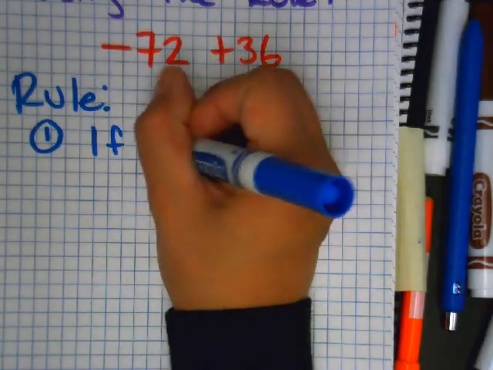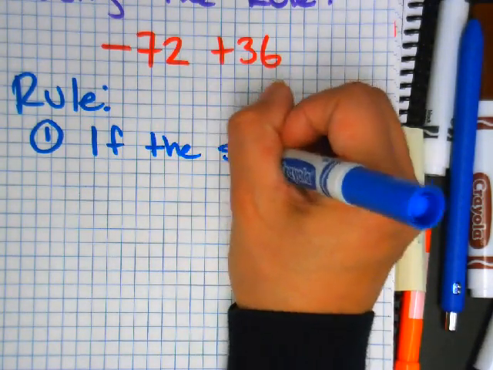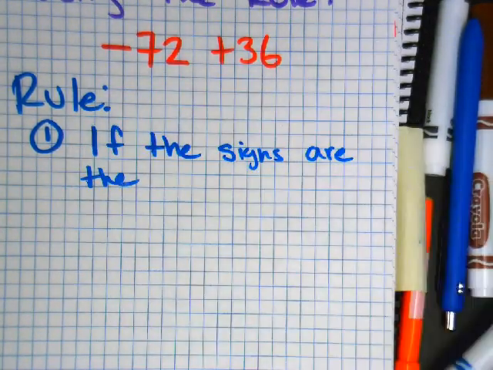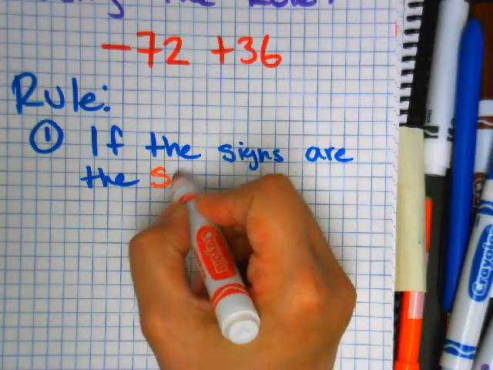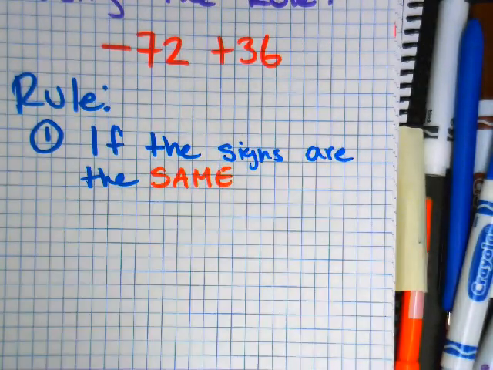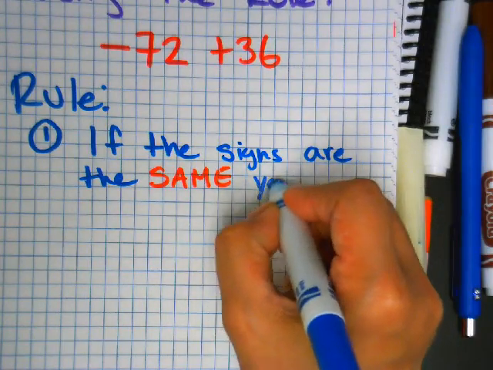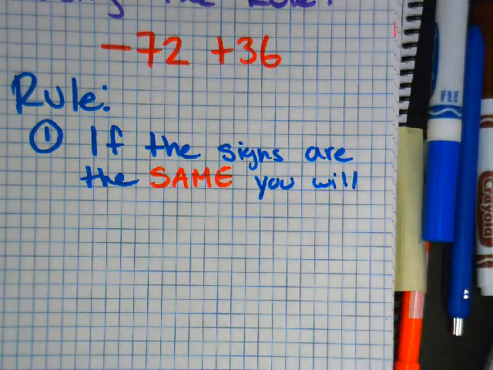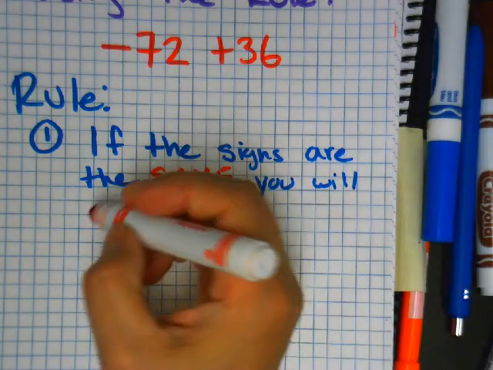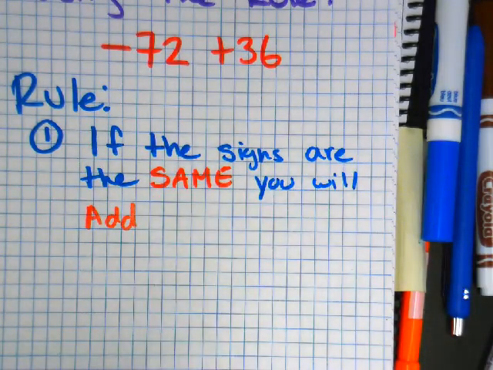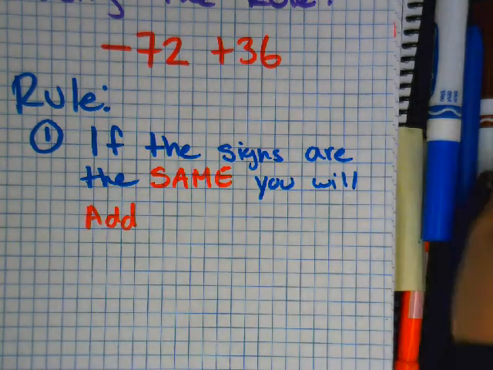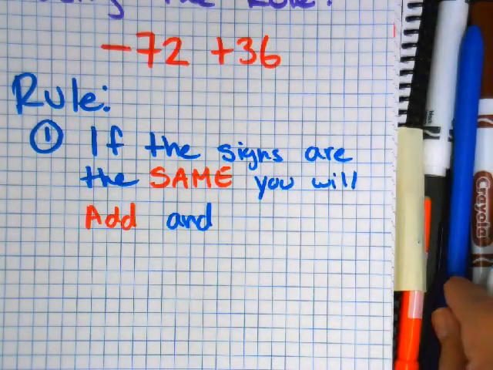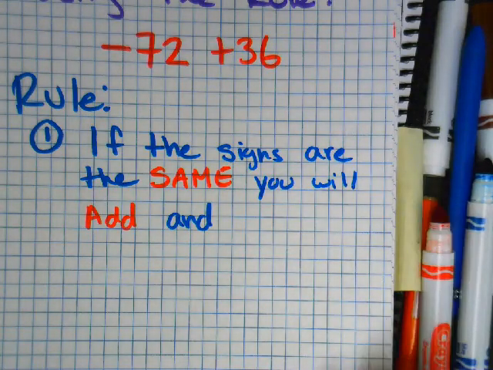If the signs are the same, you will, what if I have 2 negatives? What do I do with those 2 negatives? You add. Yep. You add. And what do I do with the negative sign?